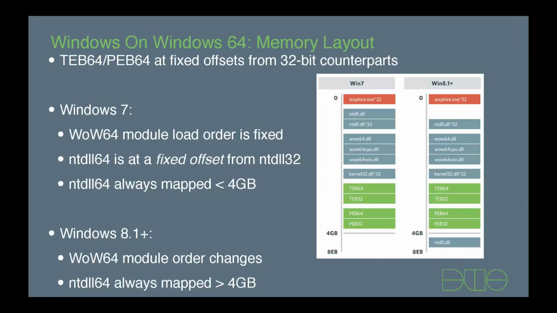On Windows 8, this is not true. Whether or not this is an explicit mitigation or just an architectural change Microsoft made, I don't know. But it's much more difficult to pull this off on Windows 8. It's definitely possible, but the load order changes, and the copy of NTDLL 64 is always mapped at an address above 4 gigabytes.